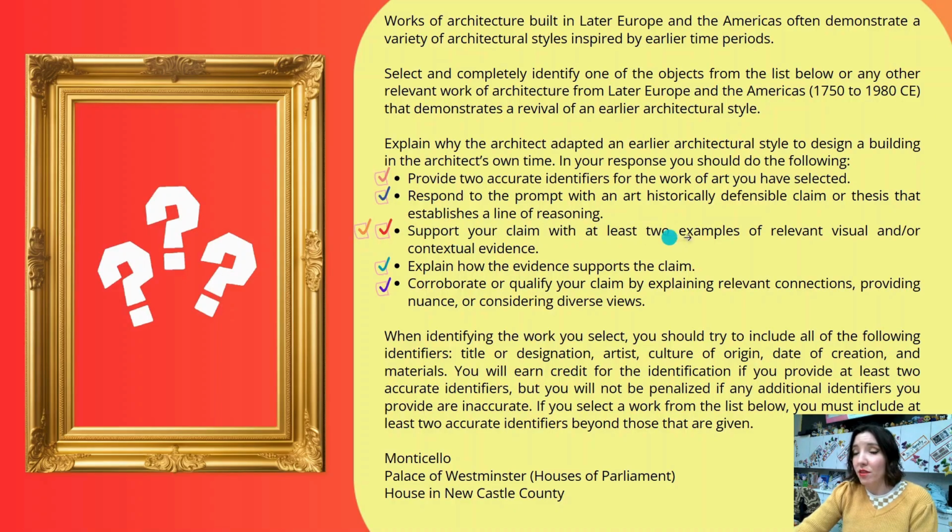Support your claim with at least 2 examples of relevant visual and/or contextual evidence. Make sure you pay attention. Sometimes it gives both, sometimes it gives one. So visual and/or, so we have both options. Next task point, explain how the evidence supports the claim. So just stating the evidence, you get 2 points, 1 for each example of evidence, and then you get the additional point for tying it back to the thesis.